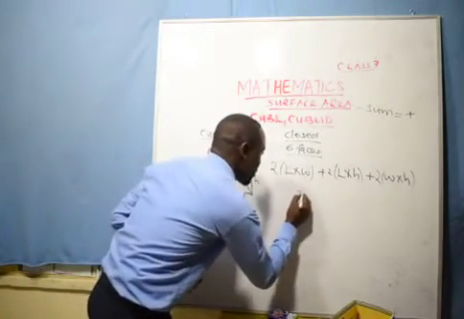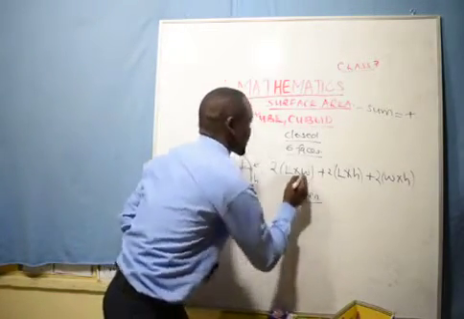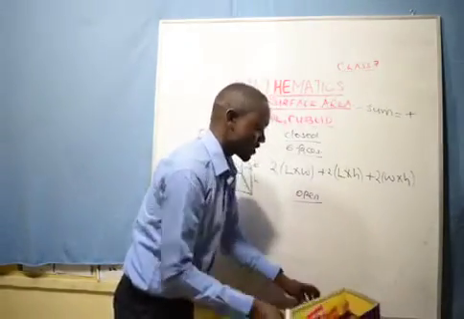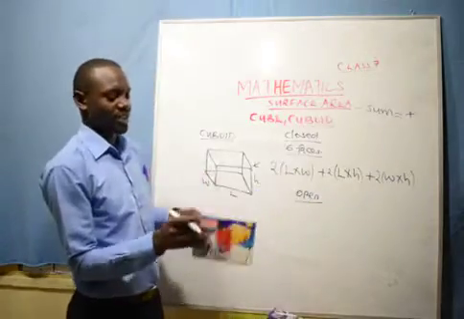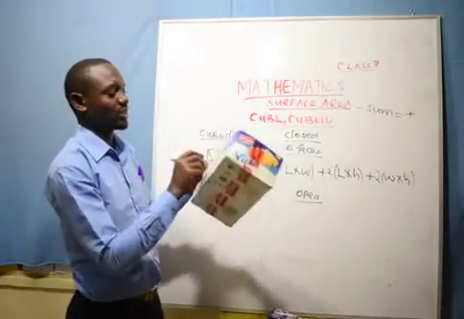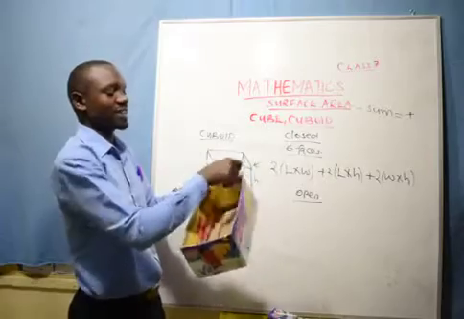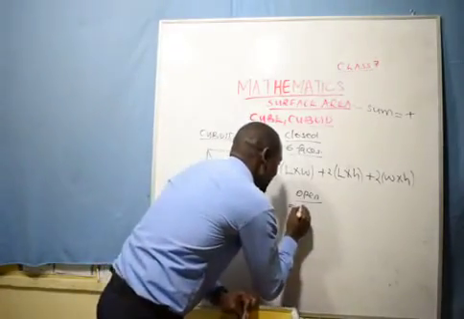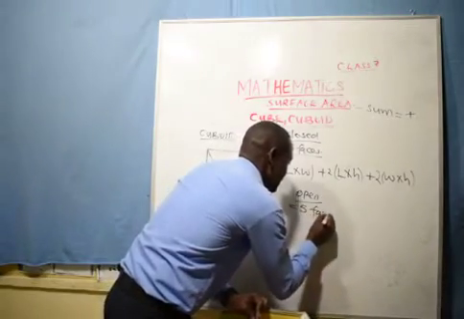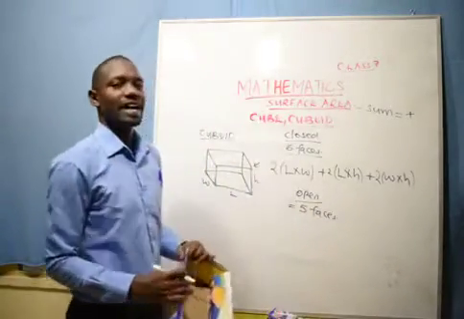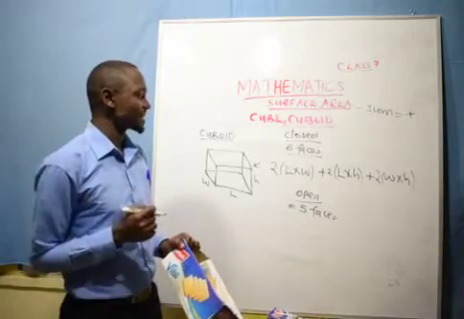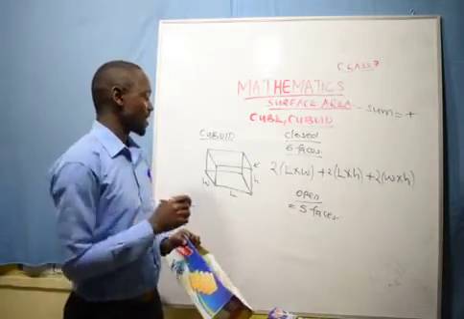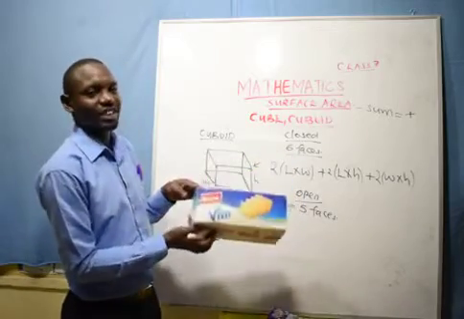Now, in the case of an open cuboid, how many faces does an open cuboid have? For example, this box has 1, 2, 3, 4, 5. This face is missing because it is open. So for an open cuboid, first you have to identify that it has 5 faces. To get its surface area, we get the sum of the areas of all the faces. We always start from the bottom.